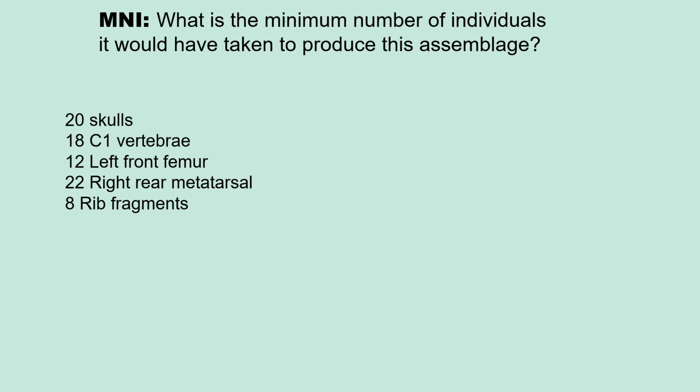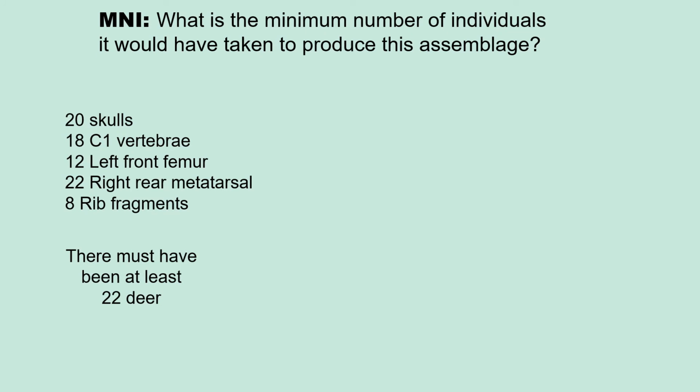I'll give you another example. What is the minimum number of individuals it would have taken to produce this assemblage? Now, some of these elements are found on both sides of the body. So metatarsals are found on the right side, on the left side, front and back. Femurs are found on the left side, the front side, front and back. But some are not bilateral, there's only one, like skulls and vertebrae. And of course, ribs here are not specified as to which rib. So what's the minimum number of individuals that you think it would have taken to create this assemblage?